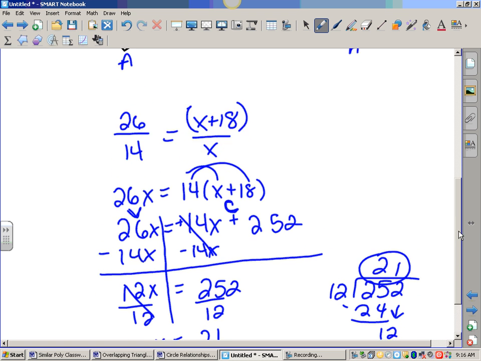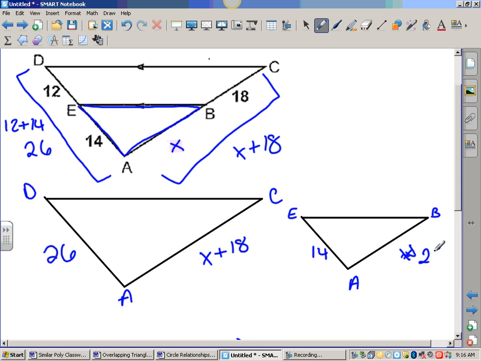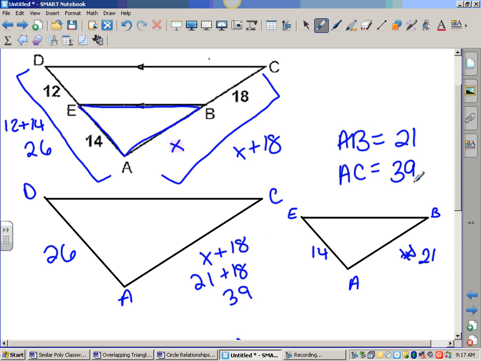Every time you see an x, you plug in a 21. Okay, well, I got a 21 here, and I've got a 21 here. So the length of AB is now 21. So that answers my original question. But on top of the AB, you can also find AC, which is 21 plus 18, which gives you 39. So it really is up to you.